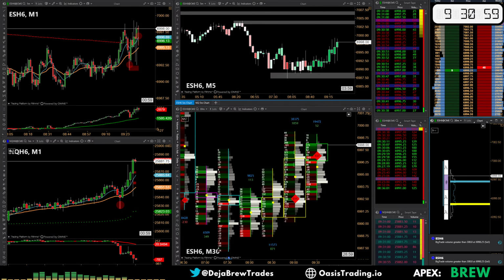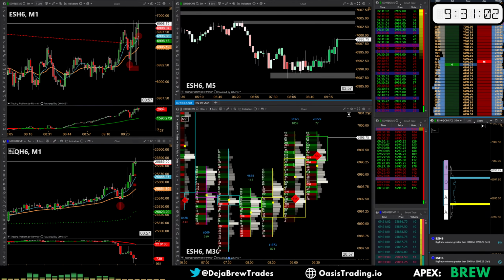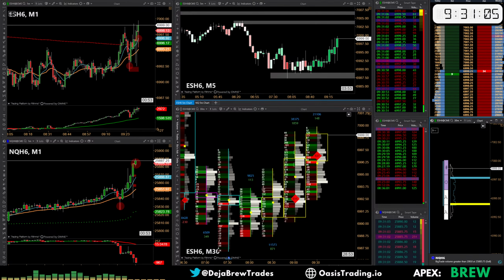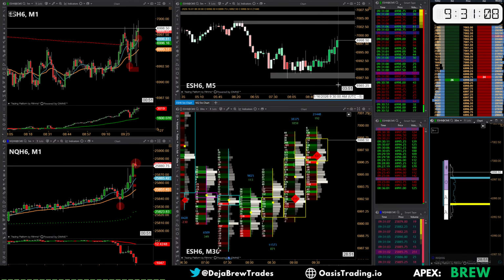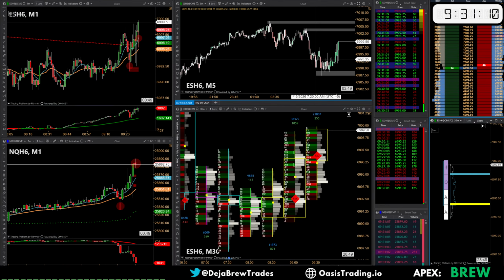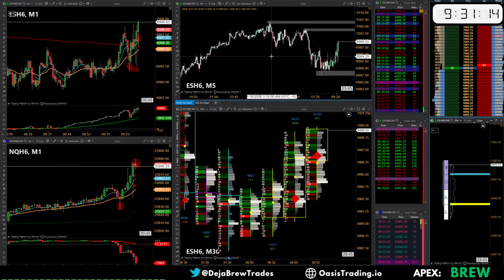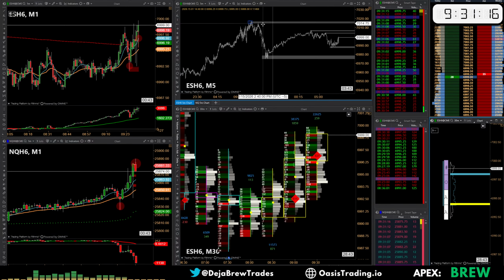Bouncing away from that 24 EMA, trying to break through VWAP here. Keep an eye on that rotation back to 13. That would have to take out both of these local highs here, basically going back to this high.